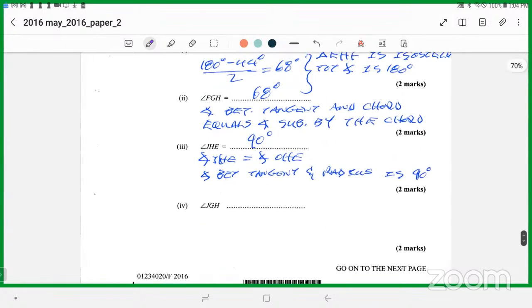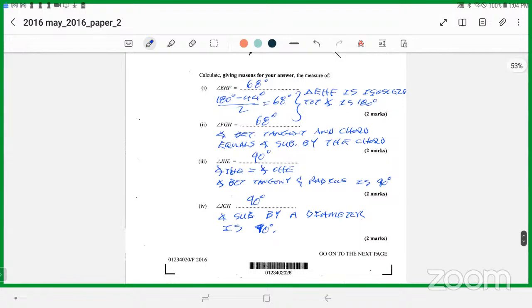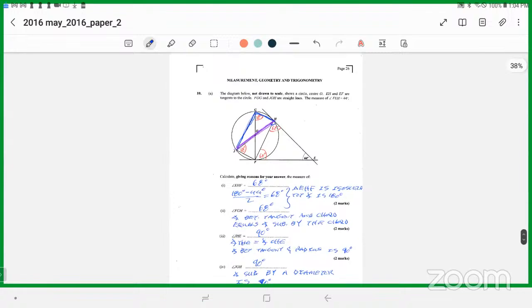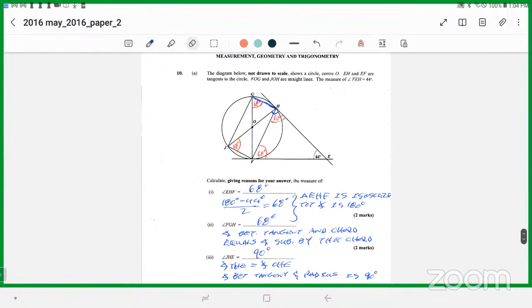Let's write it down here. So this angle is 90 degrees. Angle subtended by a diameter is 90 degrees. Some say angle in a semicircle is 90 degrees, same thing. That's the reason. Have to be efficient in your work. Anything else? Done. Everybody good with that? Everybody okay? Yes, sir.